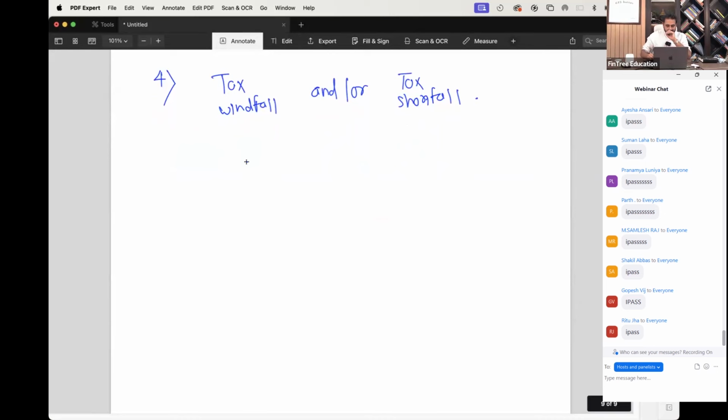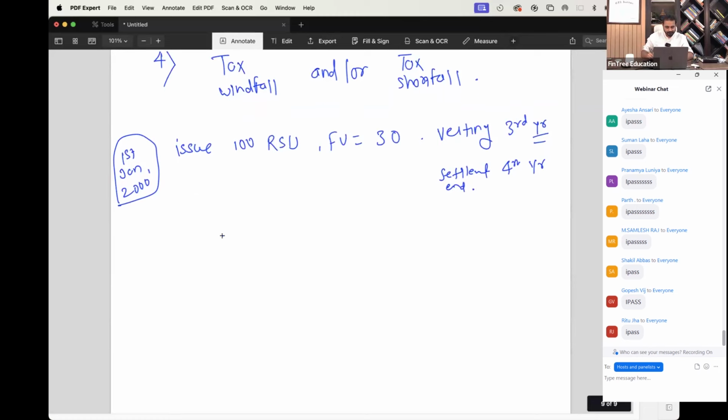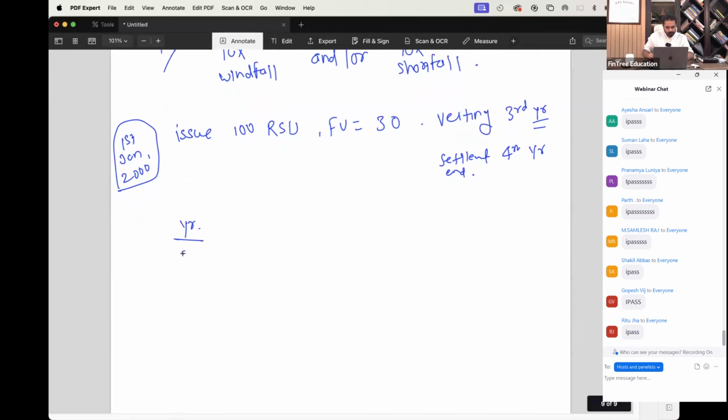Observe carefully. Imagine I issue, this is 1st of January, year 2000, 100 RSUs. Fair value at the time of issuance was 30. Vesting, let's say, in the 3rd year. However, settlement in the 4th year. Settlement means actually issuing the shares. So this is year 2000, 2001, 2002, 2003.